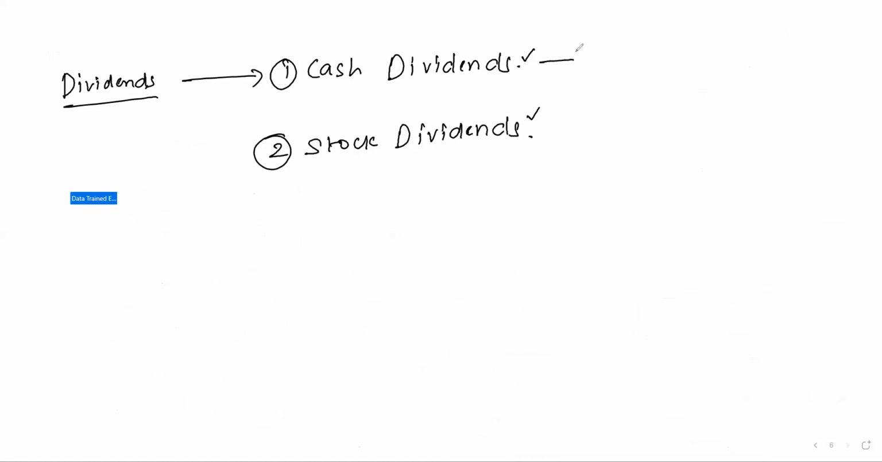In a cash dividend, the shareholders get a particular amount in currency denomination, maybe in rupees, maybe in dollars, credited to their bank accounts. The amount that is distributed on a per share basis is called dividend per share.